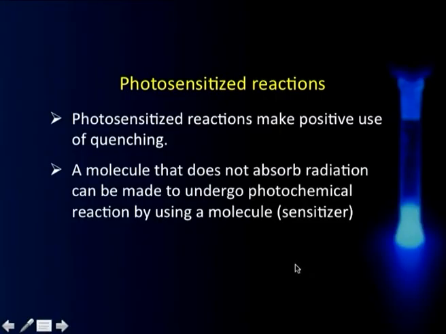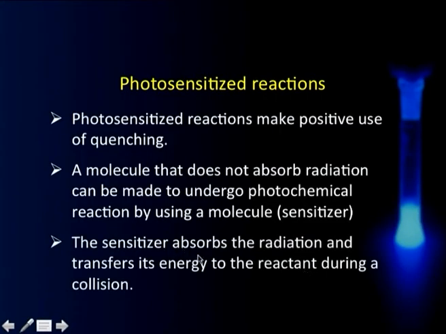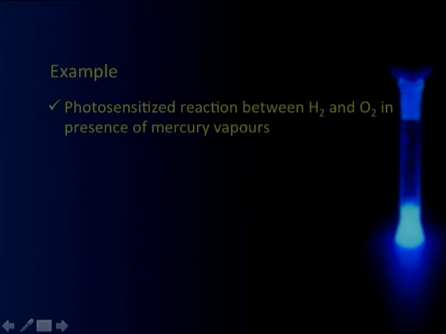The role of the sensitizer is that it absorbs the radiation and gets excited, then transfers this energy in a collision to the reactant molecule, which now becomes excited and undergoes a photochemical reaction. That is what is called a photosensitized reaction. We are doing a photochemical reaction, but using a sensitizer, a molecule which does the job of absorbing energy and transferring it to the reactant. Let us take an example here.